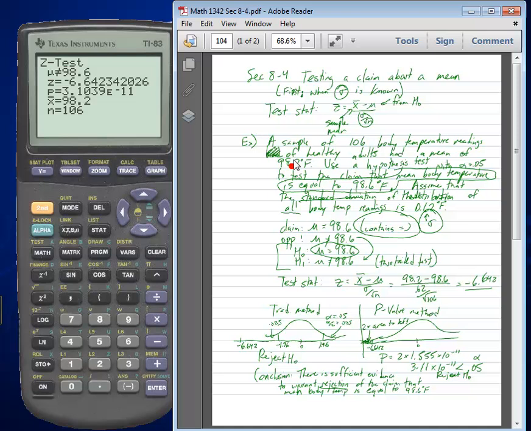It looks like based on our sample that it's a little bit less than 98.6, but our test that we did doesn't specify one way or the other. It's a two-tailed test, so it doesn't give us a particular direction there.